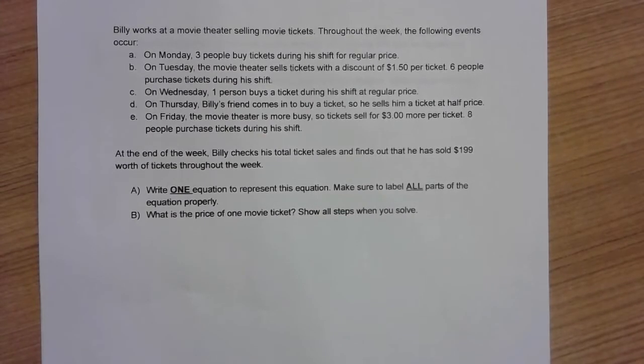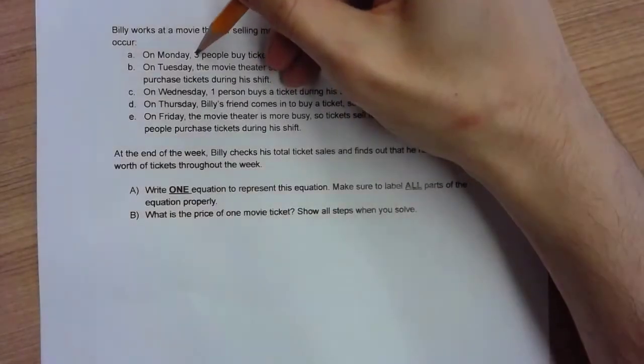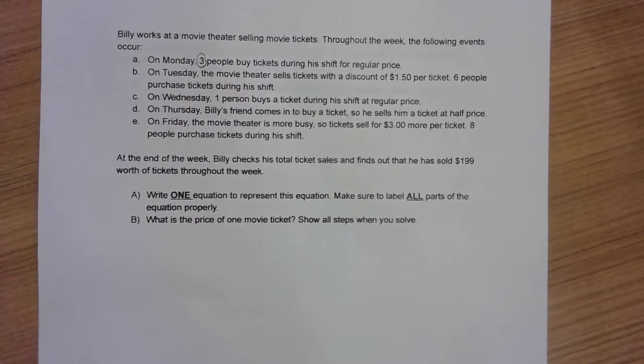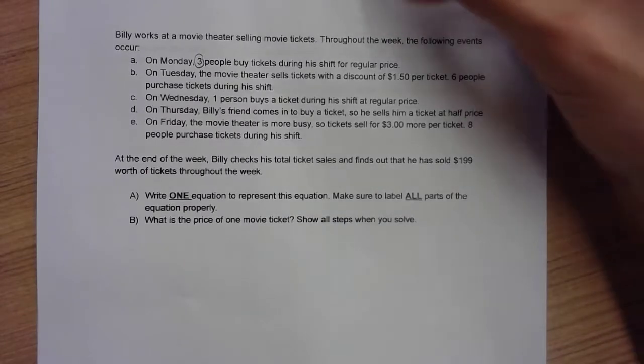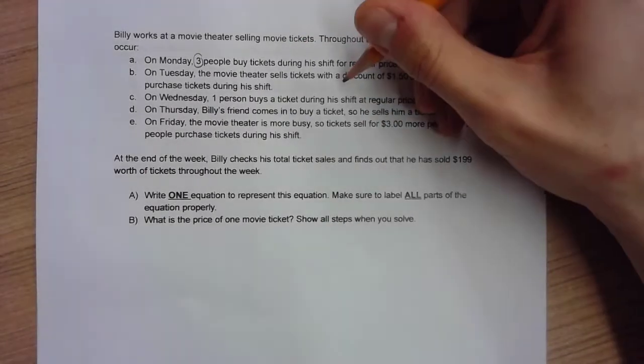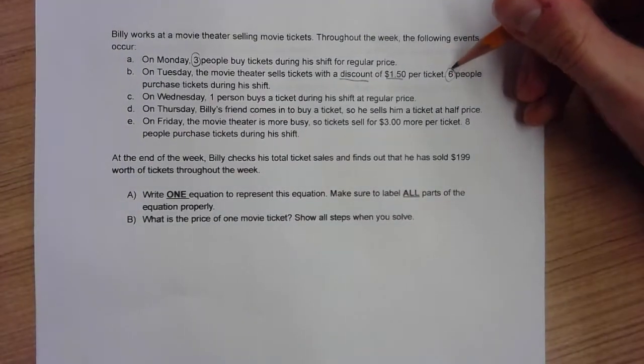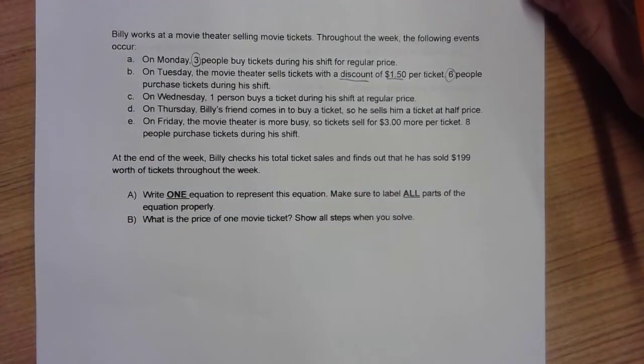Now let's get started. Billy works at a movie theater selling movie tickets. Throughout the week, the following events occur. On Monday, 3 people buy tickets during the shift at regular price. On Tuesday, the movie theater sells tickets with a discount of $1.50 per ticket. 6 people purchase tickets during a shift that day.